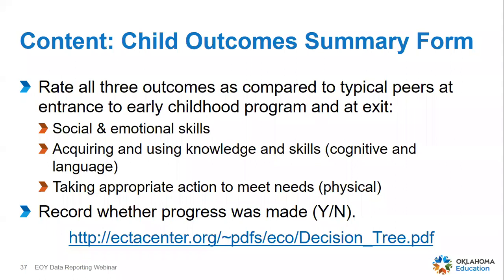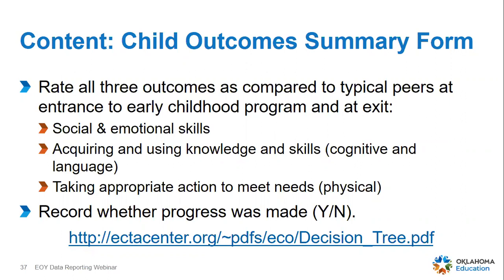So this page, the childhood outcome summary form page, you rate all 3 outcomes as compared to typical peers at entrance to special education and at exit. So you rate them on their social and emotional skills, how they're acquiring and using knowledge and skills, and then taking appropriate action to meet needs, okay? And then you record whether progress was made.